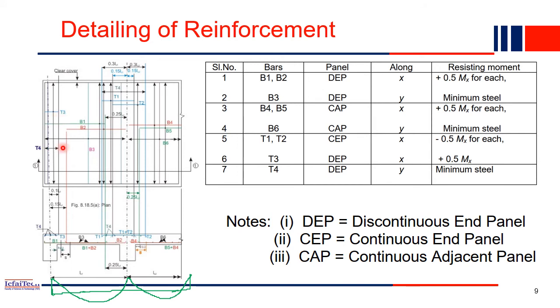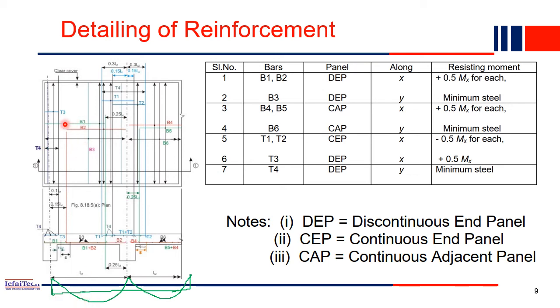That's why only near the support we are providing T3 top reinforcement, whereas at the center of the span the maximum bending moment is positive bending moment, which means we have to provide tension reinforcement at the bottom. So that's why we provided B1 and B2, both as tension reinforcement at the bottom. Again, the positive bending moment is in the middle of the span, whereas on this side it is negative bending moment.